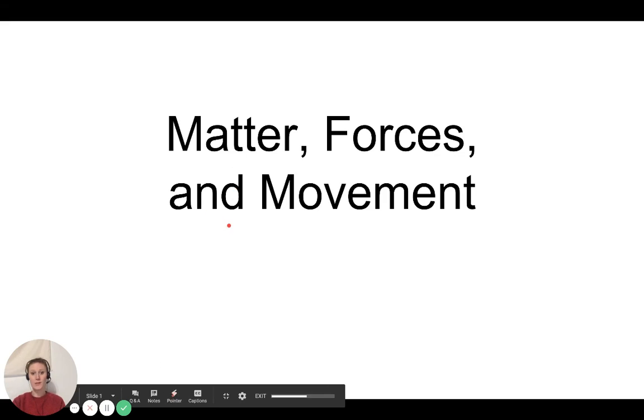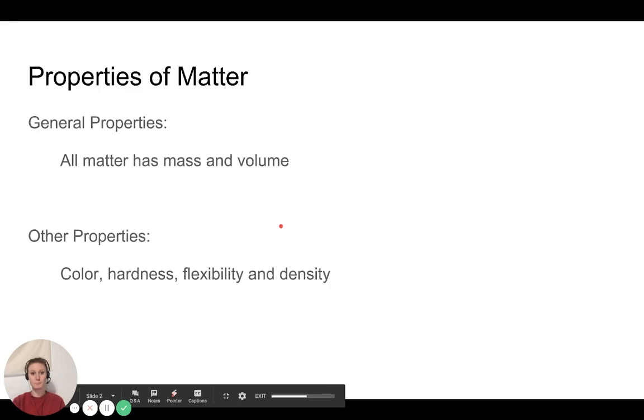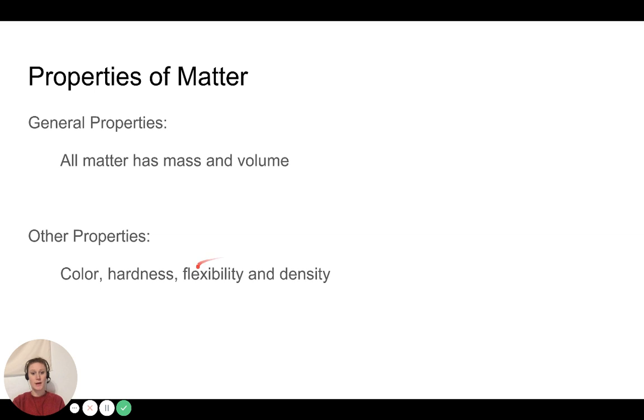Matter, forces, and movement. Properties of matter. General properties of all matter are that all matter has mass and volume, which we will describe in a moment. Other properties include color, hardness, flexibility, and density.